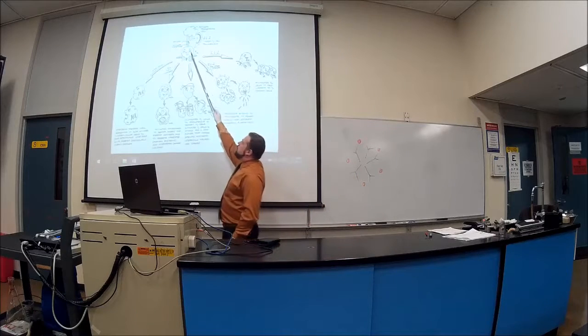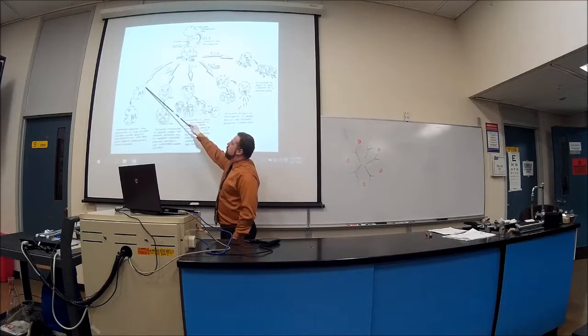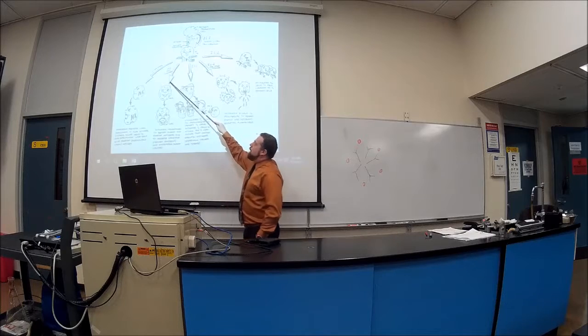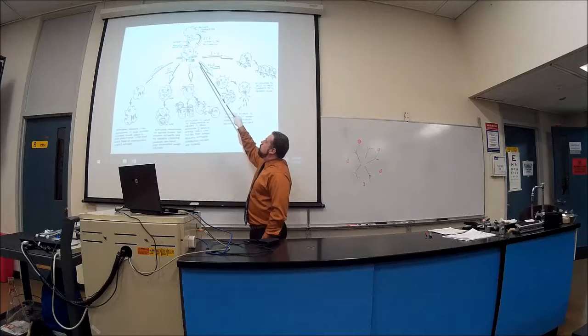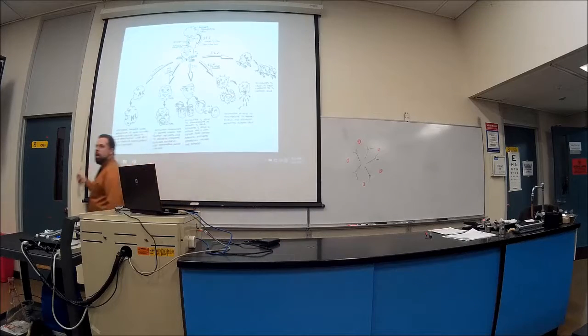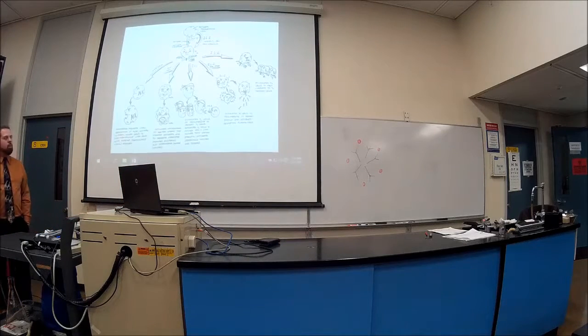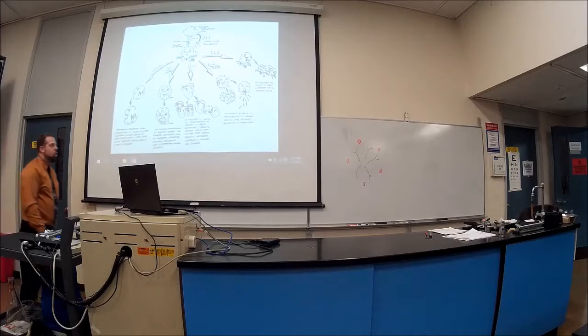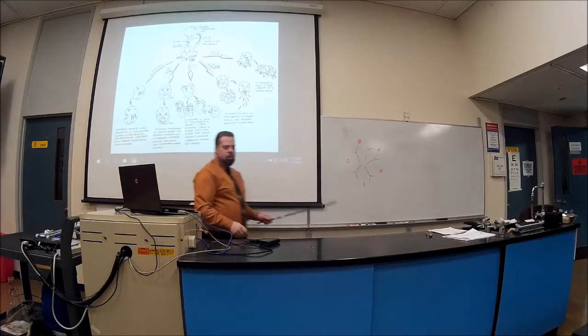Once the helper T cell gets activated, it releases interferons, MAF, and interleukin 2, and it does all these things, which I'm not going to go through with you again, but that's what they do. It's a good summary of what the helper T cell does.